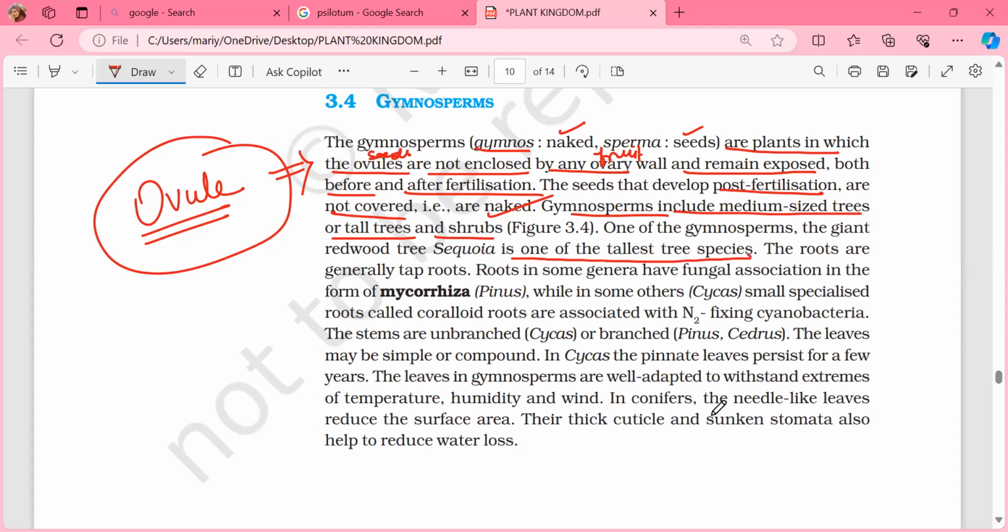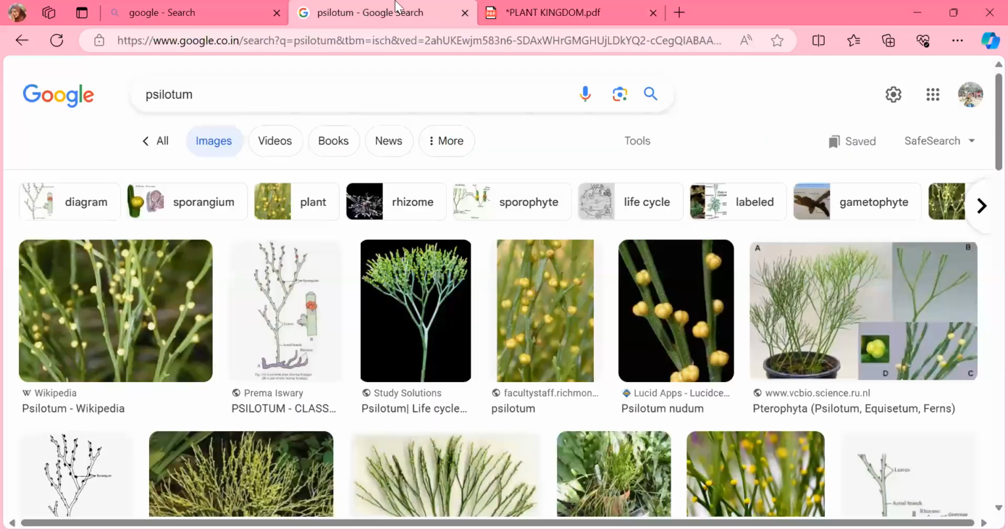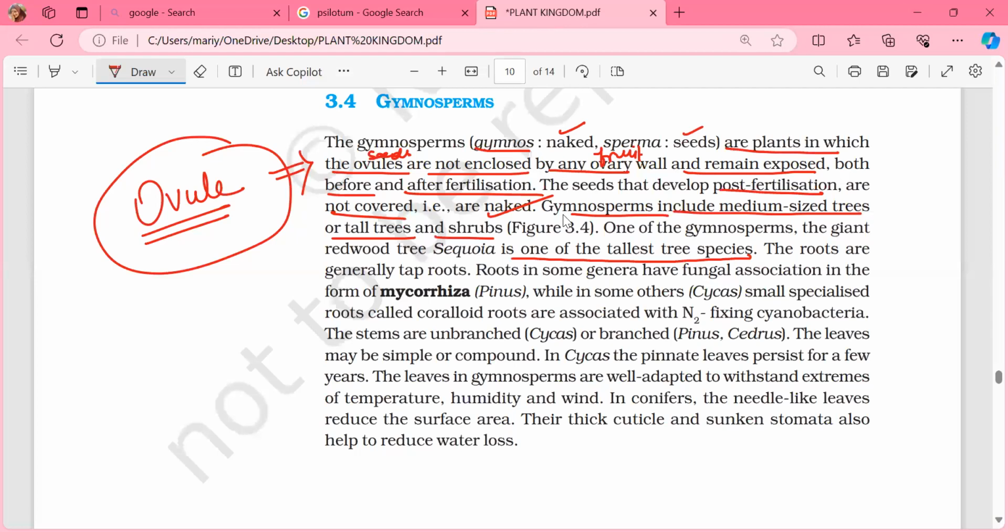I want to see the roots. Okay, let me complete that. The roots are generally tap roots. Tap roots, you remember? Yes.